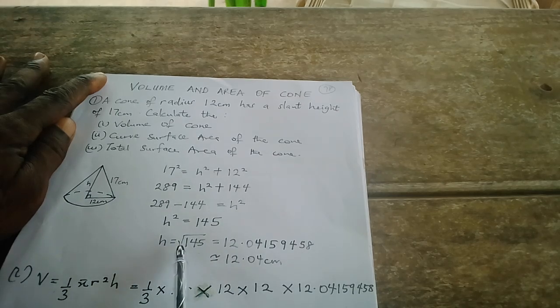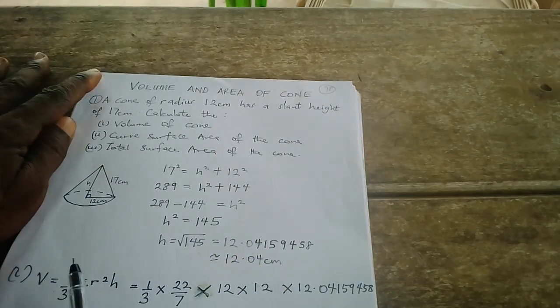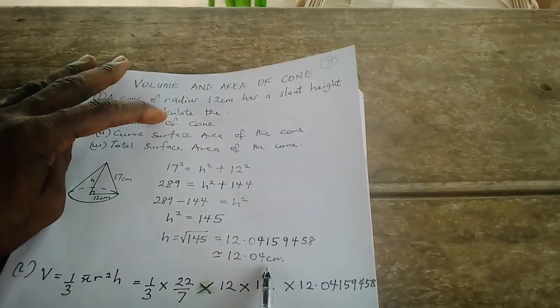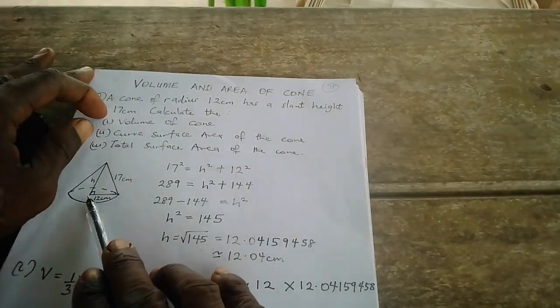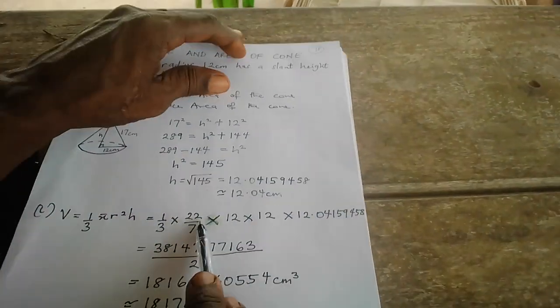To get h, you find the square root of 145, which gives us 12.04159458, which is approximately 12.04 centimeters. Since we've been able to get the height, and from the question we know the base radius of the cone, we can now find the volume of the cone.